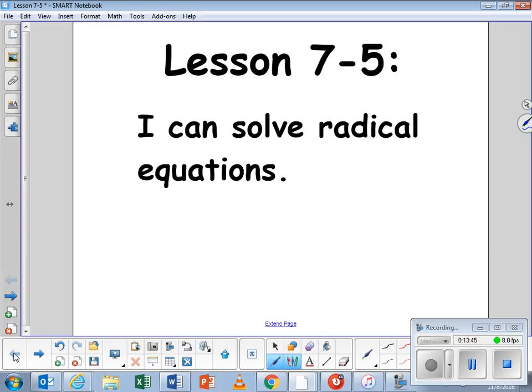You can just add these right to your notes. We're going to look at 7-5 notes real quick, just parts of them. We'll finish them up tomorrow. Okay? It says, I can solve radical equations.